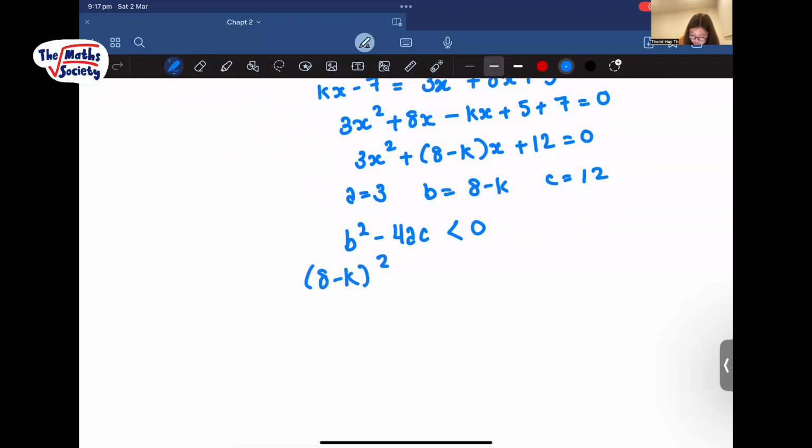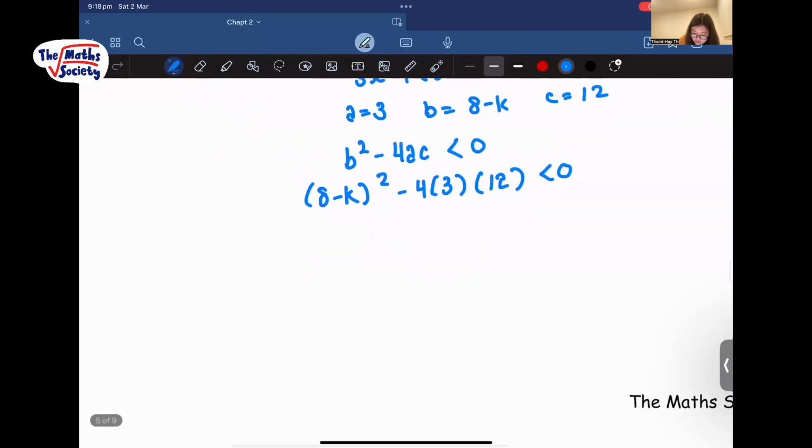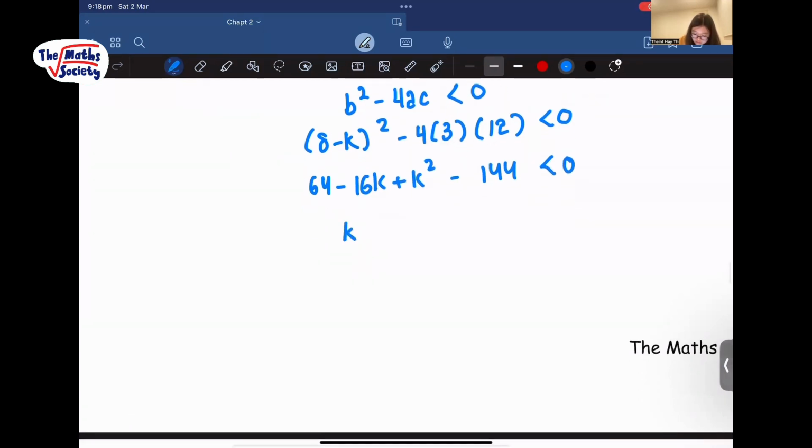Yep, and then we'll have b squared minus 4ac less than 0, so 8 minus k the whole square, minus 4, a is 3, and c is 12, less than 0. 64 minus 16k plus k squared, minus 144, so it's less than 0. So you'll get k squared minus 16k, where 64 minus 144 is minus 80. So it'll be less than 0.